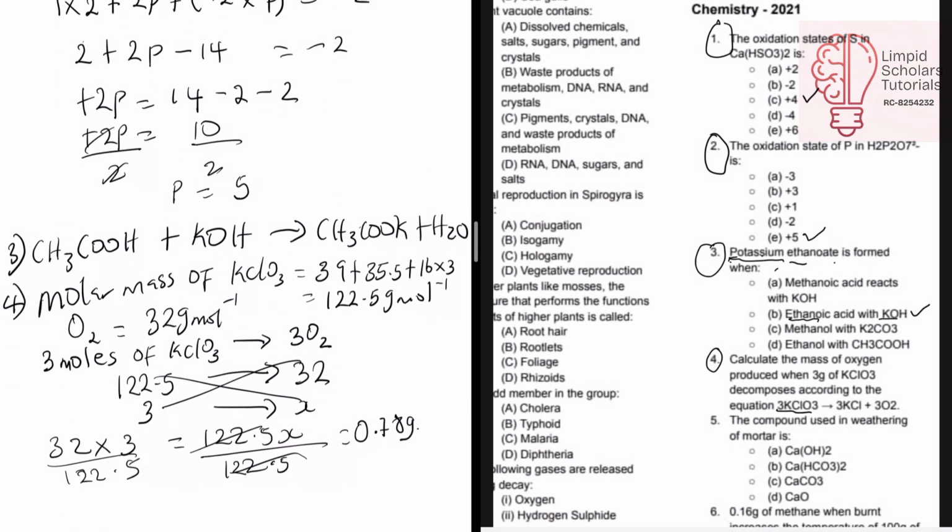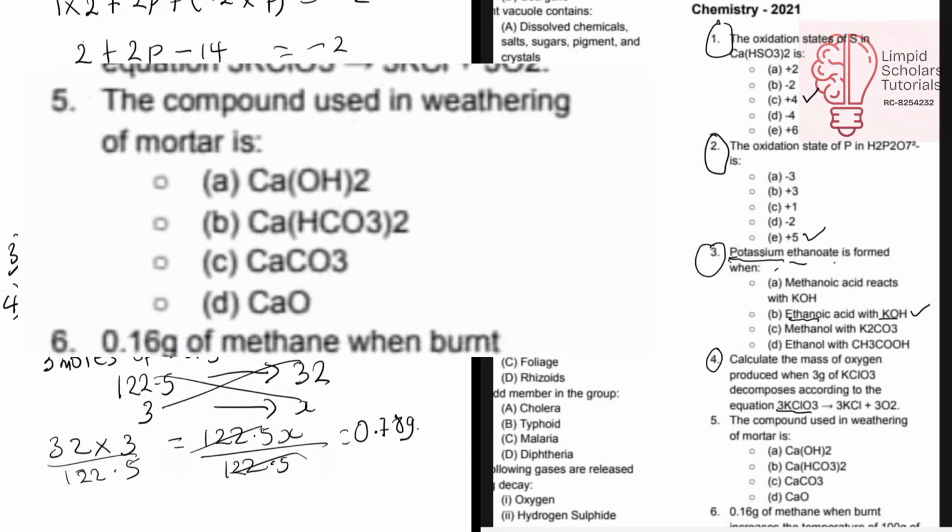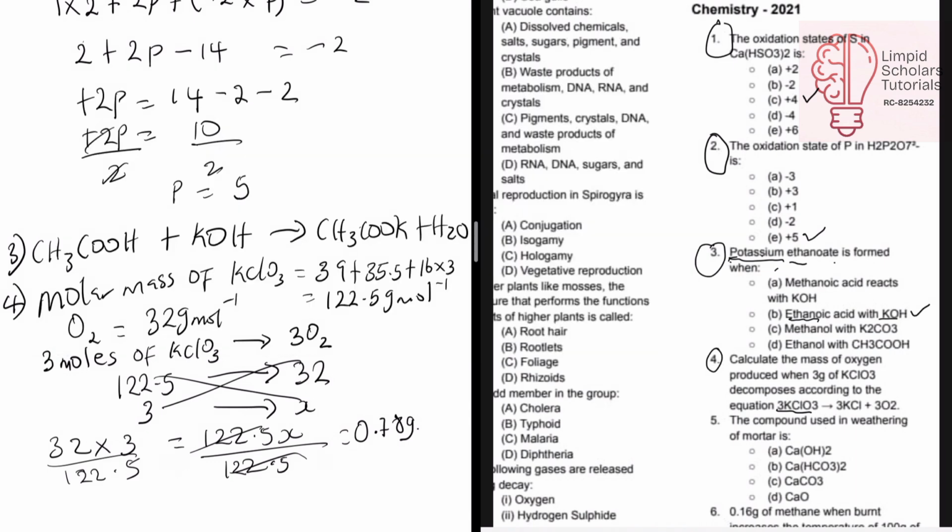Number 5. The compound used in weathering of mortar is... So now I would like to chip this in. Weathering of mortar refers to the breaking down of mortar due to exposure to natural and environmental factors. Mortar is a mixture of sand and lime. So I'll be writing the equation of the reaction. Before that, let me just chip this in also. Mortar hardens when it absorbs water and reacts with carbon dioxide. Therefore, the compound used in weathering of mortar is calcium hydroxide.